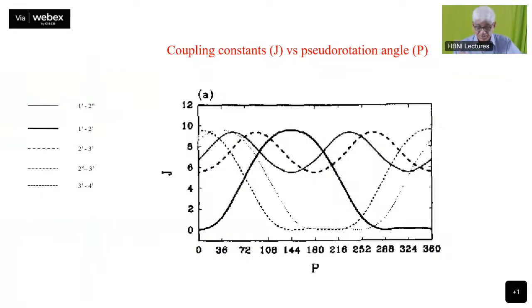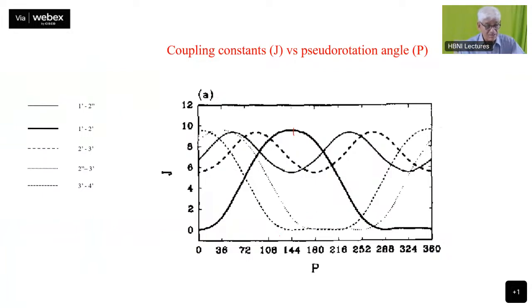So critically, you can see for this one here, this is the 1', 2'. 1', 2' has a maximum value at P equal to 144. And what is P equal to 144? This is the C2' endo geometry. So in the DNA, this coupling constant will be very large. And in the RNA, what is the P value? For the C3' endo geometry, the P value is here, and therefore that will be more or less 0.